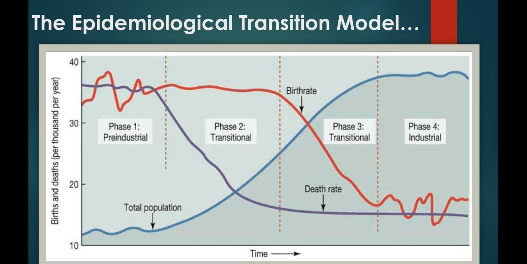So what this is, and your note should be titled Epidemiological Transition Model. It might be the fanciest thing you've ever learned to say. Remember, epidemiological means having to do with the study of diseases, where they go, who they go to, how they move, how they're stopped, etc.